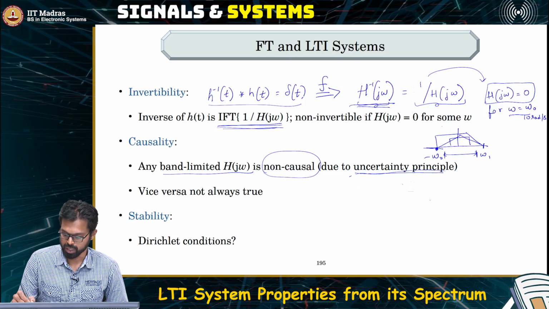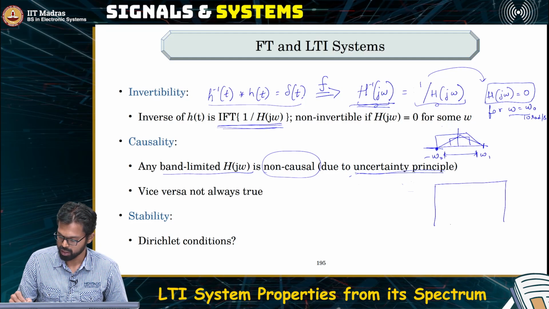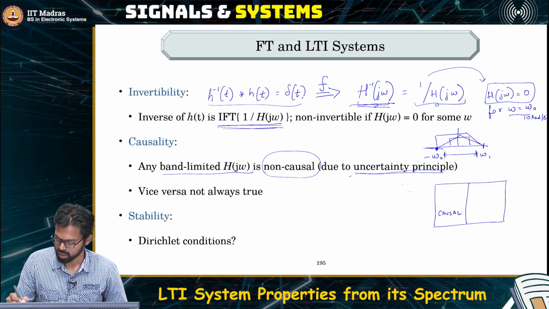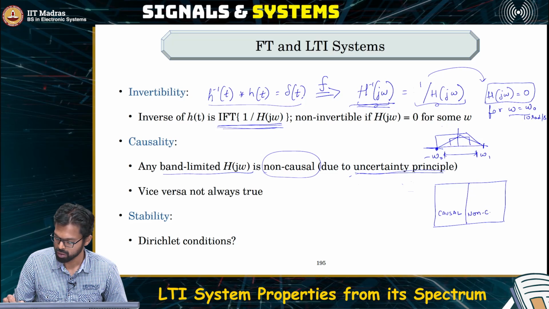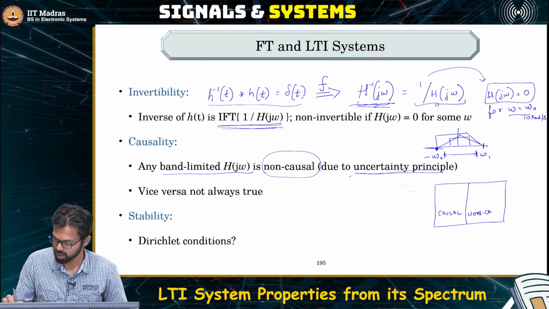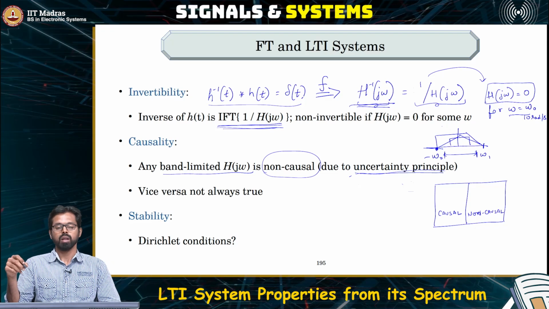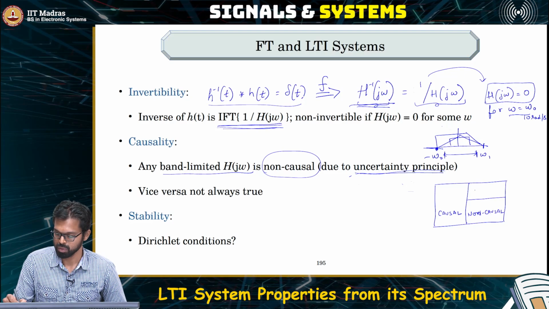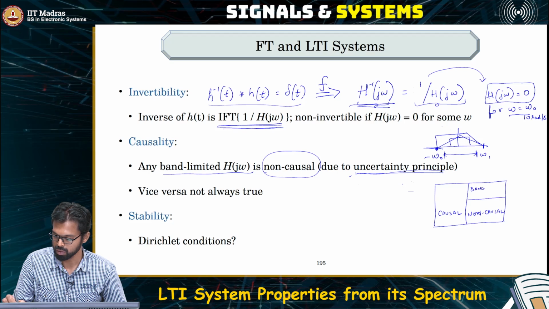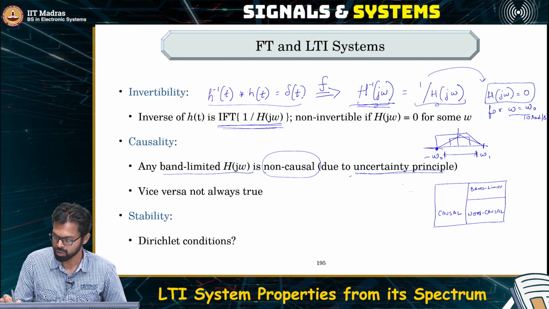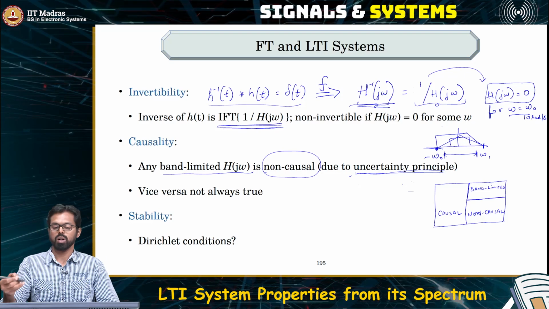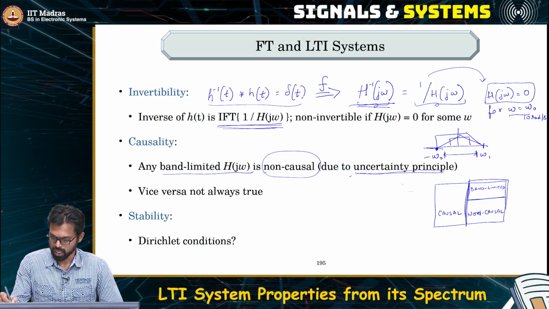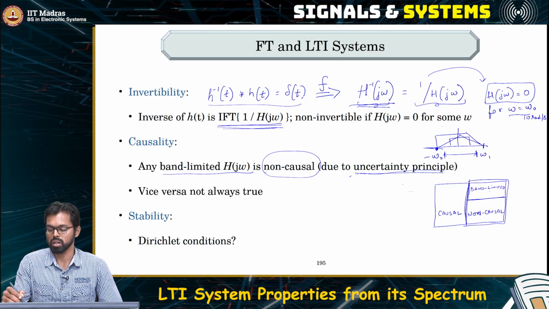To be more precise, if we split the set of all systems into causal and non-causal, then a small portion of that is band limited. So a subset of non-causal systems is band limited. Anything that is band limited is present inside the non-causal set, but anything that is non-causal can be band limited or need not be band limited.